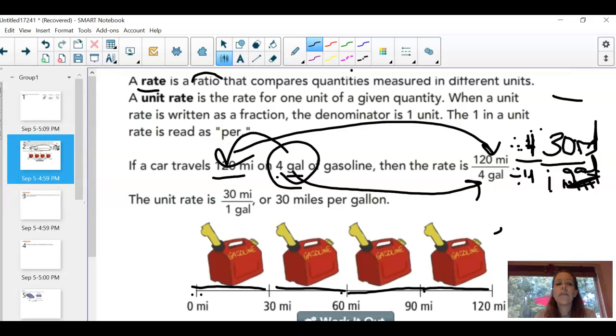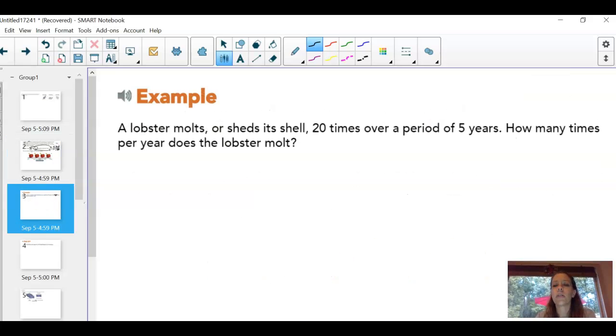Okay, so if you have this, what we're going to go ahead and do is I want you to look at the first example. So go ahead in your packet. It says a lobster molts or sheds its shell 20 times over a period of 5 years.